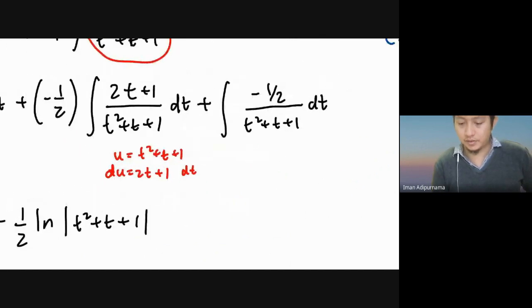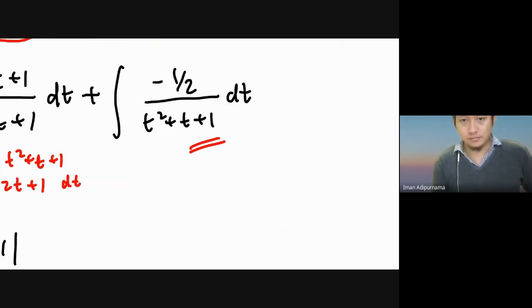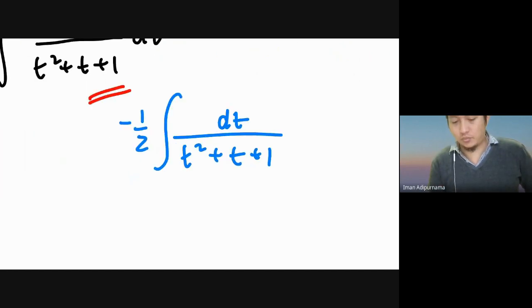We still have this. The last part here is also a little bit tricky. If I write the last part as negative half, and then this will be dt over t squared plus t plus 1. Okay, can we think of any functions that we can integrate with this t squared plus t plus 1?